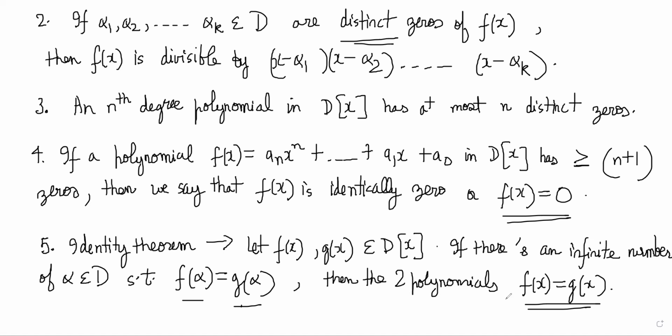Basically, the way to prove it would be to take a new polynomial h of x, which is f of x minus g of x, and say that since it has infinite roots, h of x must be identically 0. And if h of x is identically 0, f of x is equal to g of x. So that is the way to do that. Now, the next point is this one.